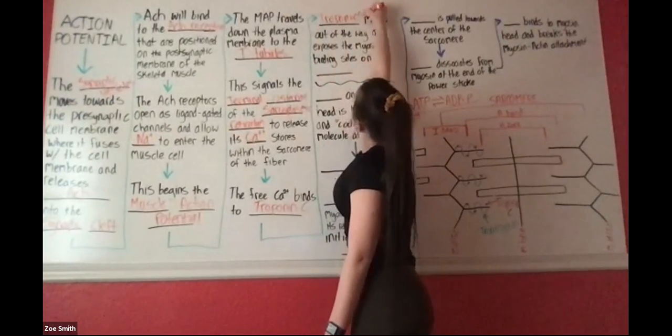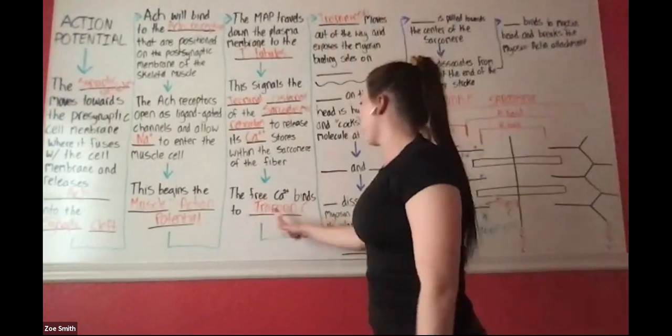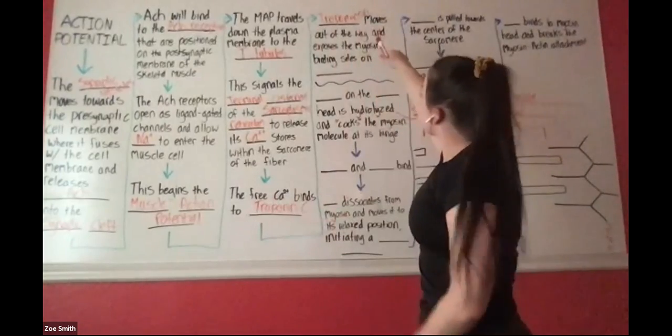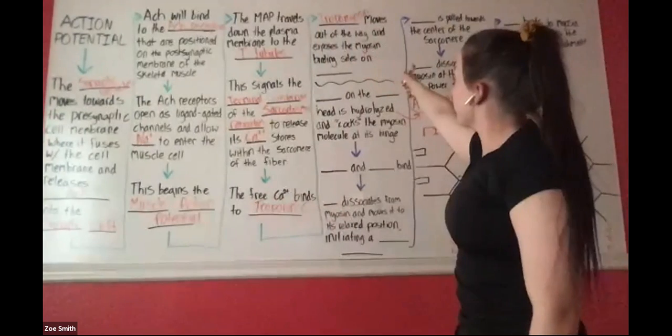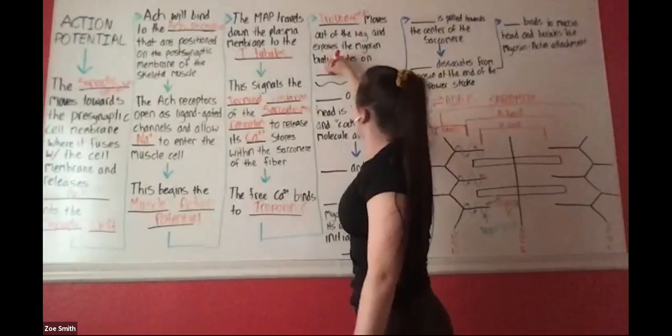Tropomyosin. So when calcium binds to troponin C, it causes tropomyosin to move out of the way and expose the myosin binding sites on actin.